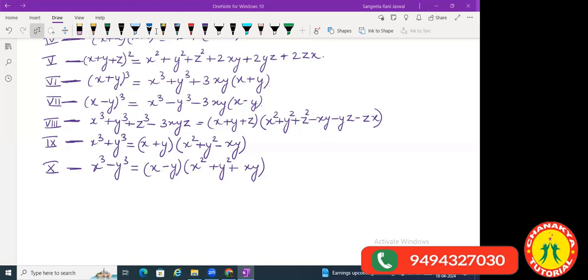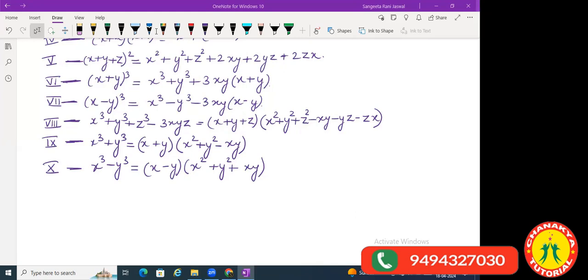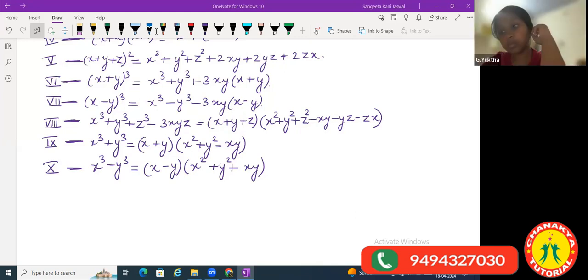Now we will see how in this exercise, the last exercise, we use these identities, in a very basic way. Have all noted this? Yes, ma'am. Yukta? Yes, ma'am. Have all noted this down?